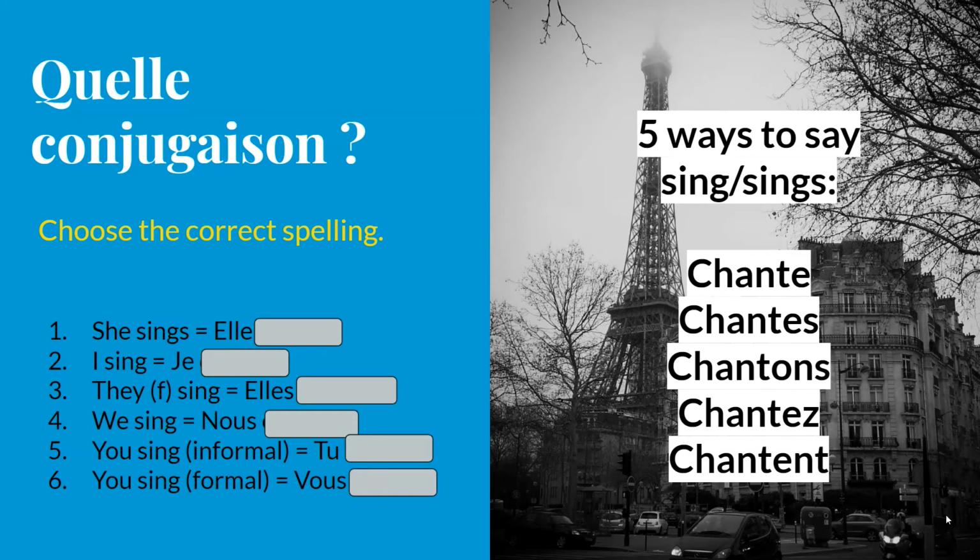Comment dit-on she sings? It should be elle chante using the E ending. Numéro 2. Comment dit-on I sing? It should be je chante, also with the E ending. Numéro 3. Comment dit-on they sing? It should be elles chantent with the ENT ending for plural.